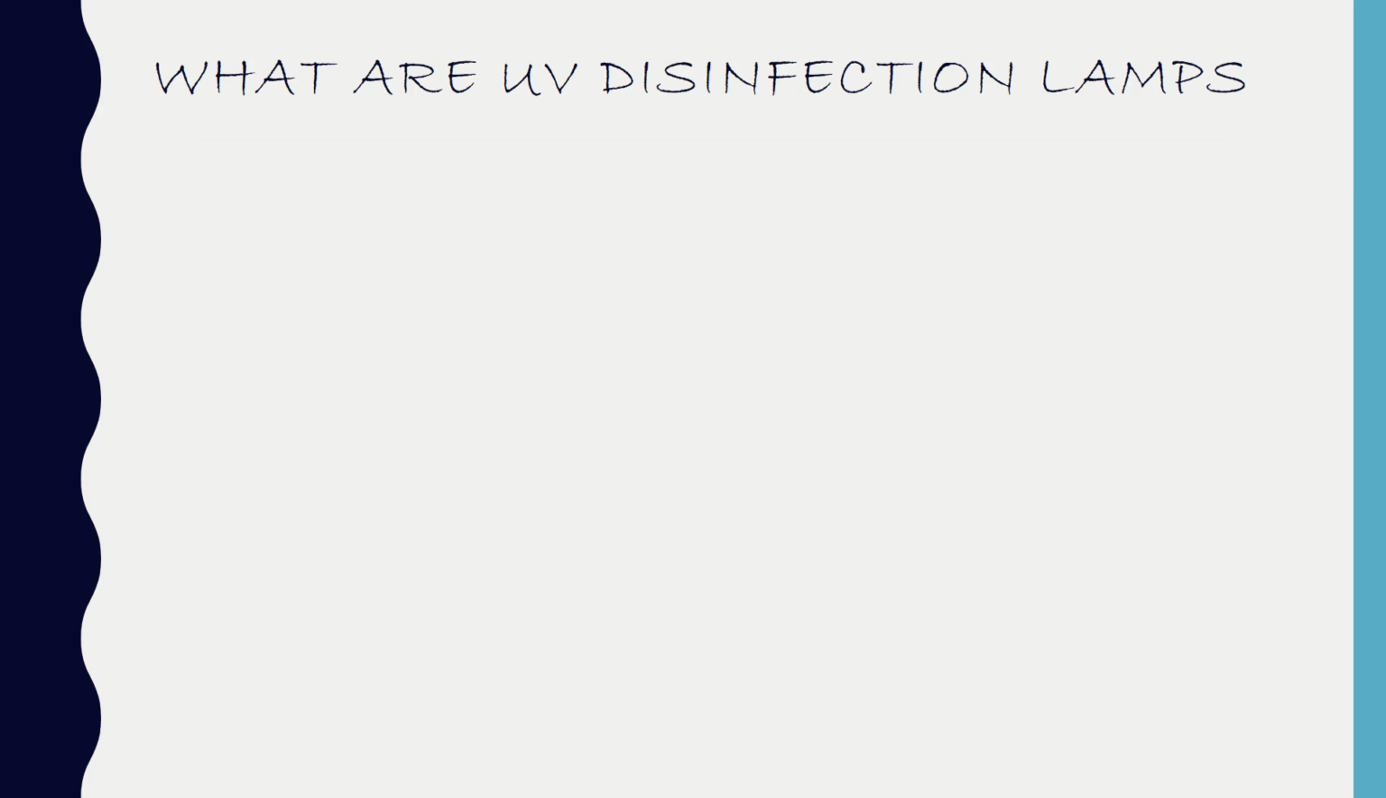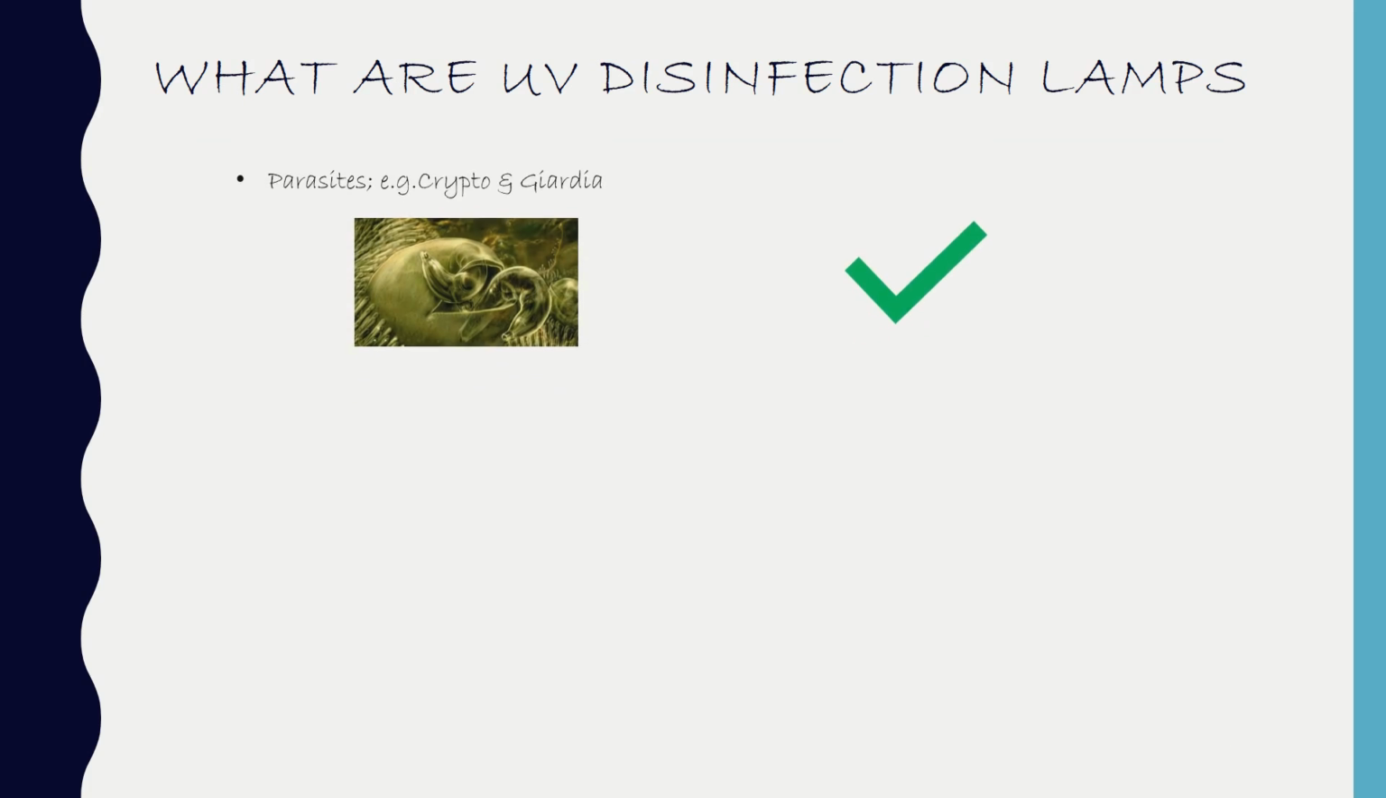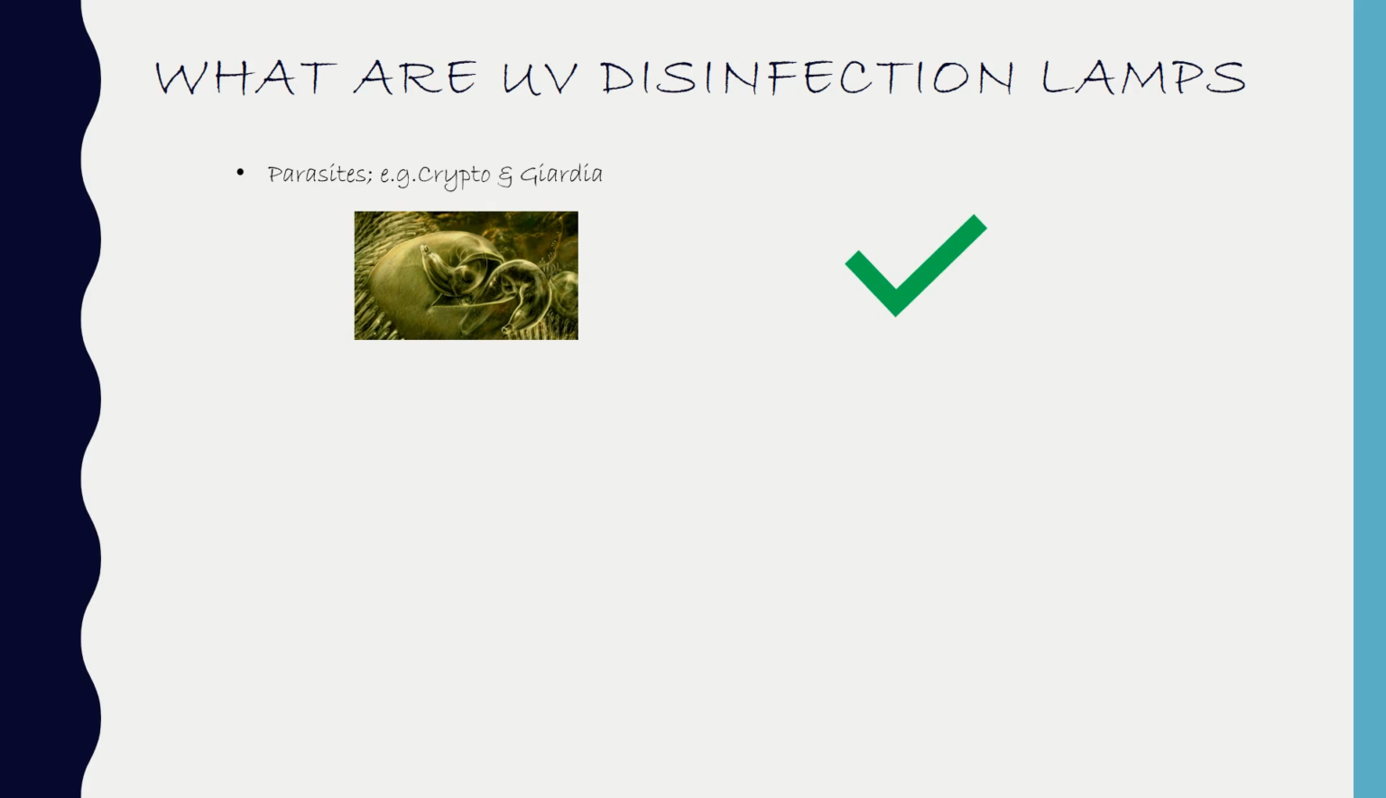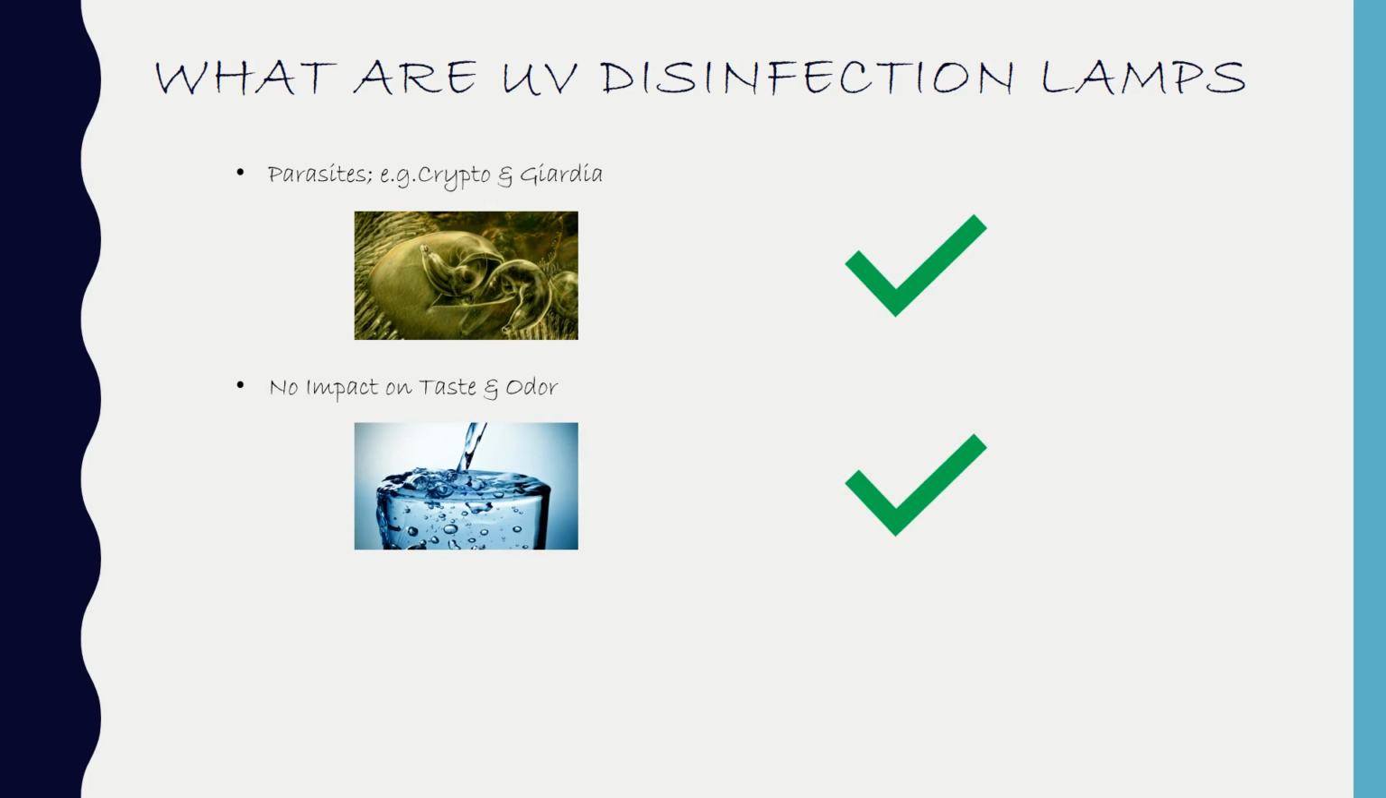The significant advantage of UV disinfection technology as compared to chemical-based disinfection is that it's very powerful against parasites like Cryptosporidium and Giardia. There's no impact on the taste and odor of the water, and there's simply no creation of disinfection byproducts like trihalomethanes, which are known to be carcinogenic.